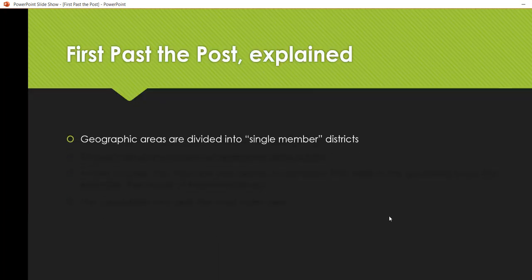So in a first past the post system, the country or the state are divided into geographic areas called, in the United States, districts. In some countries, they call them something else. So for example, in Canada, which also has first past the post for a lot of its offices, they call them ridings instead of districts, but we call them districts. And everybody lives in a bunch of districts.